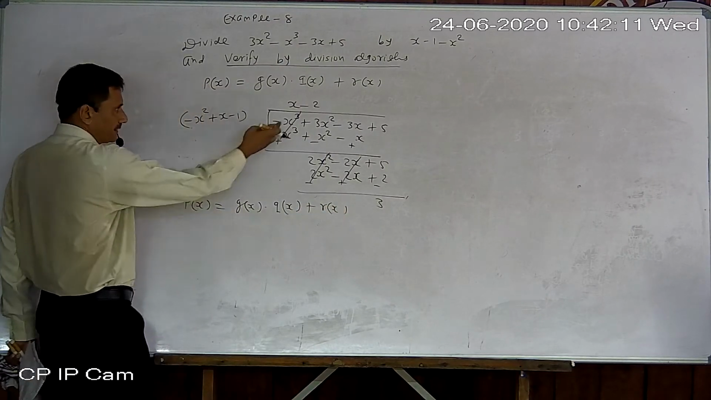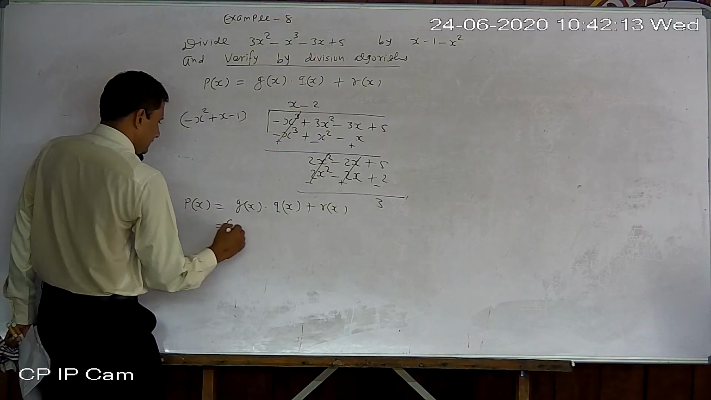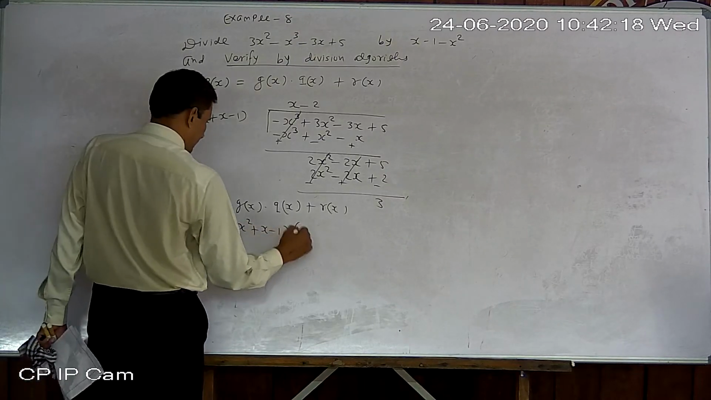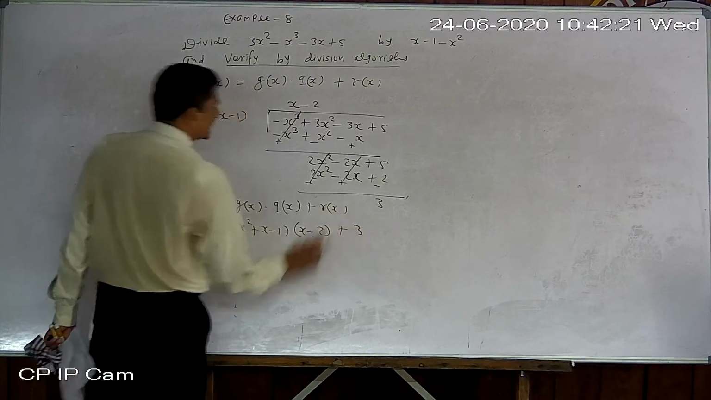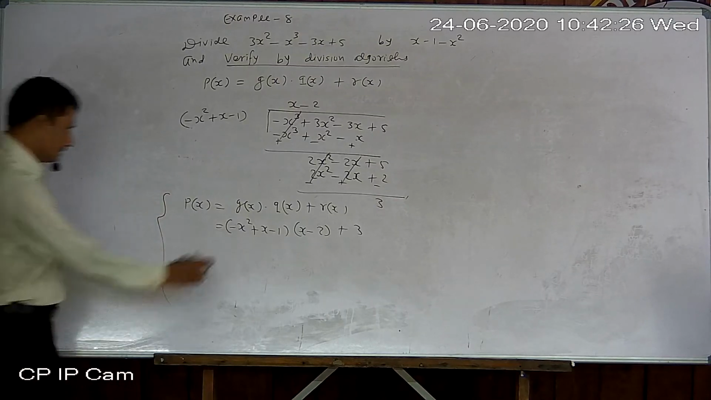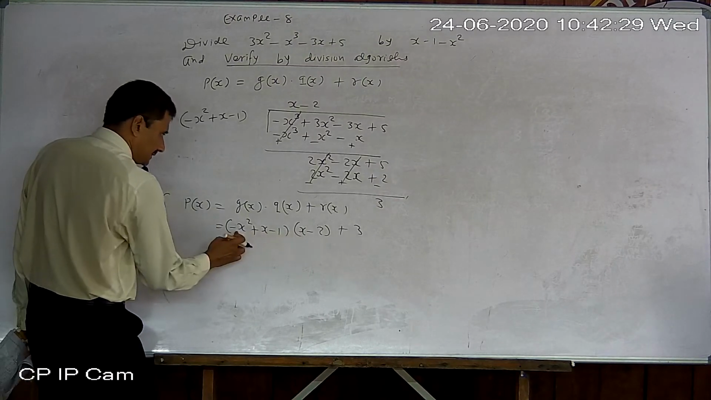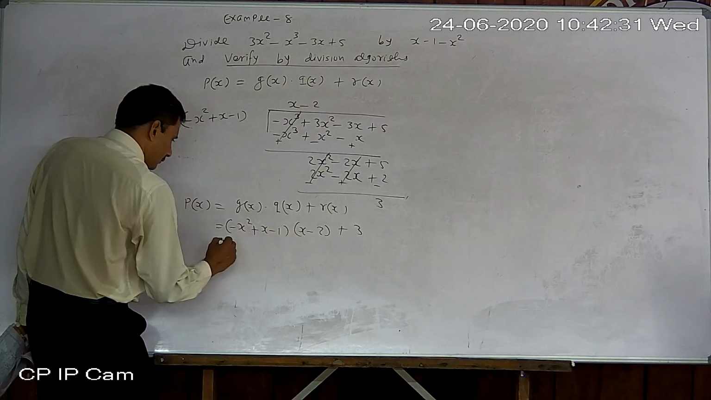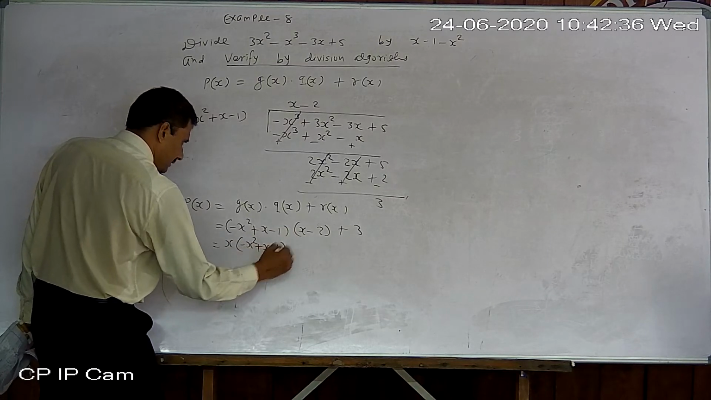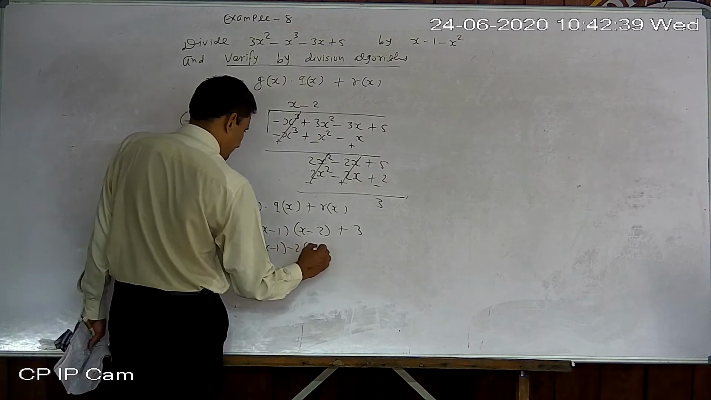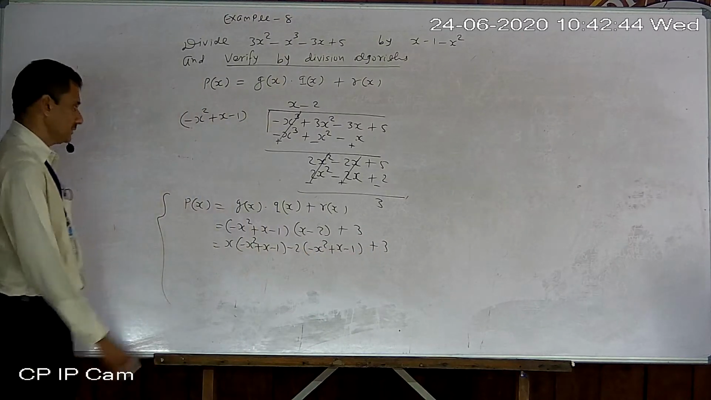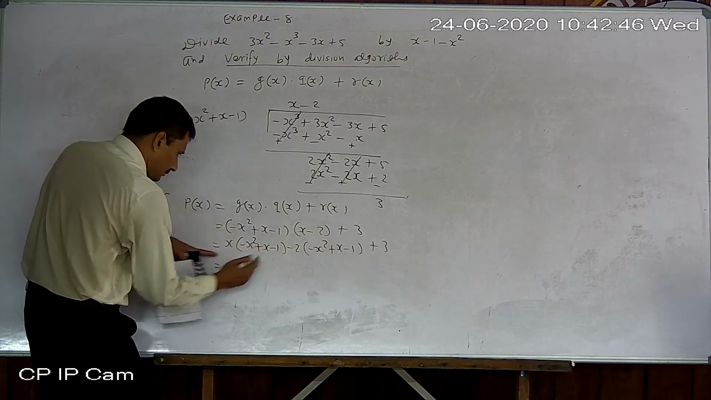You will have P of x. So that is minus x square plus x minus 1 into x minus 2 plus 3. Okay, that is new. So now multiply by x. Okay, how to multiply it? All terms by first of all x, then by minus 2. Okay, minus x square plus x minus 1 plus 3. Now multiply this. Okay, that bracket is open. Now just open this bracket also.